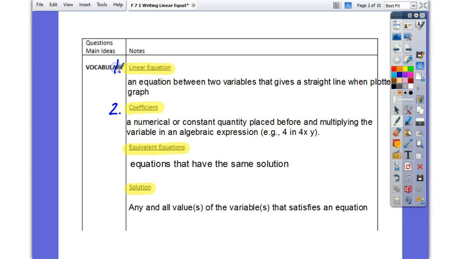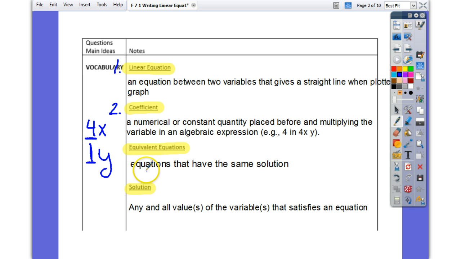Second one, a coefficient: a numerical or constant quantity placed before and multiplying the variable in an algebraic expression. Example, the 4 in 4xy. In 4x, 4 is your coefficient. What if it's just y by itself? What's my coefficient if it's y by itself? It has one, you just can't see it. 1. That assumes 1 would be the coefficient, right?